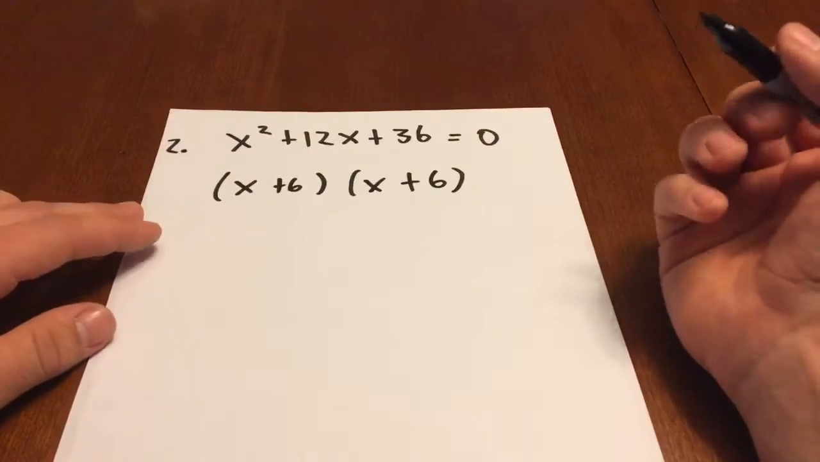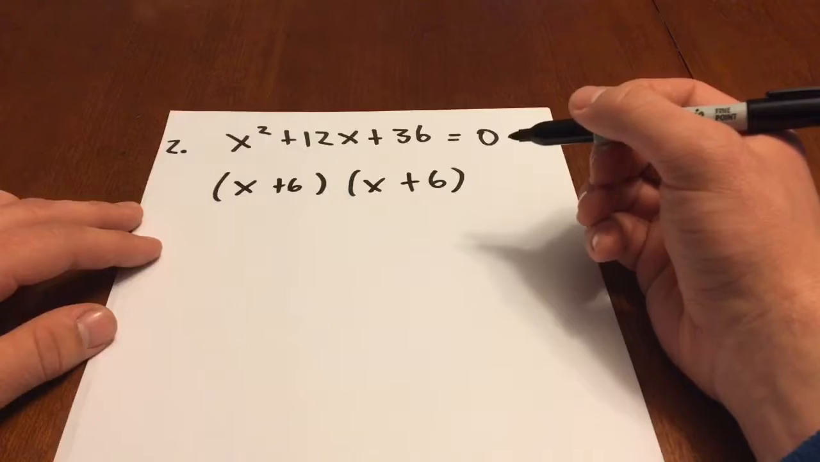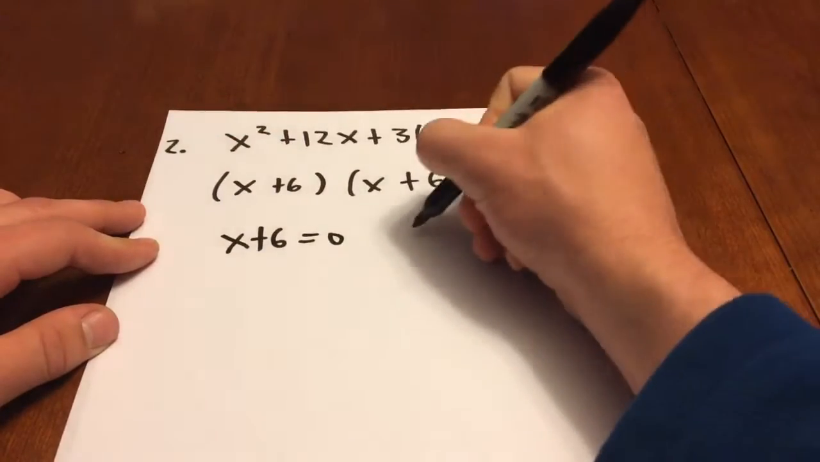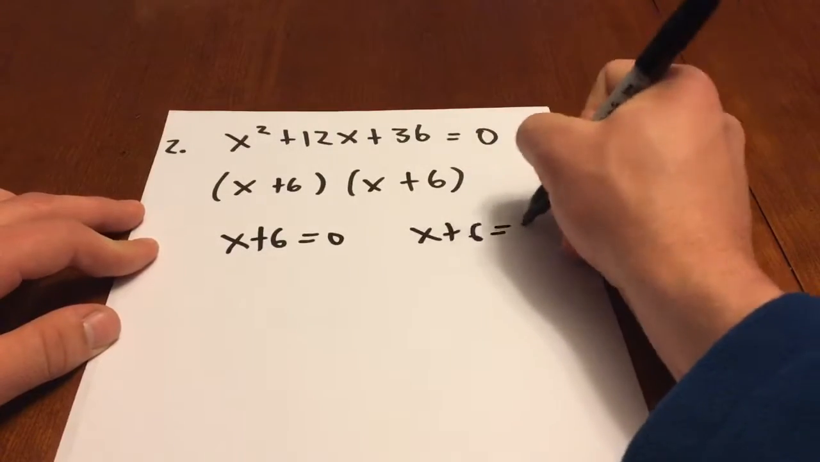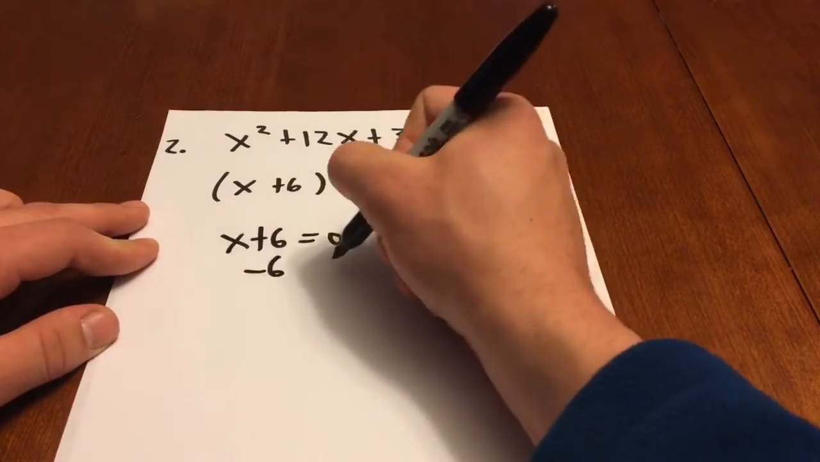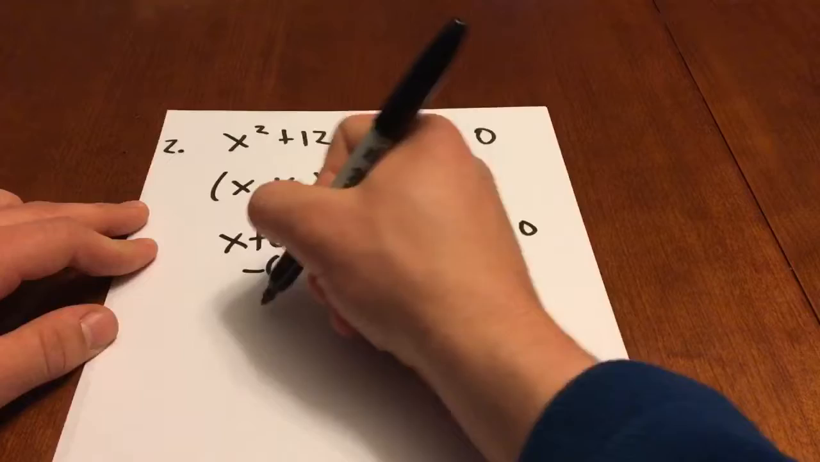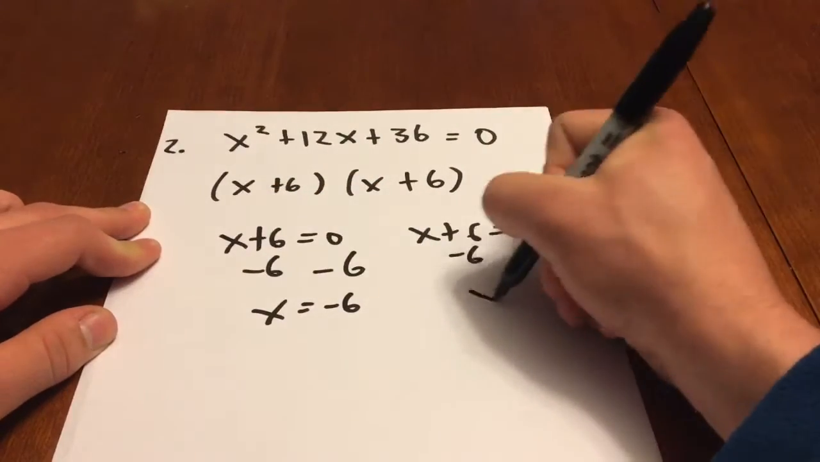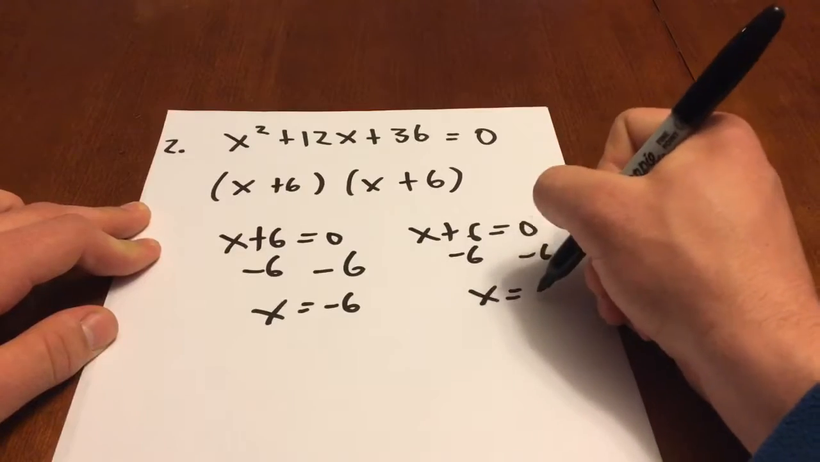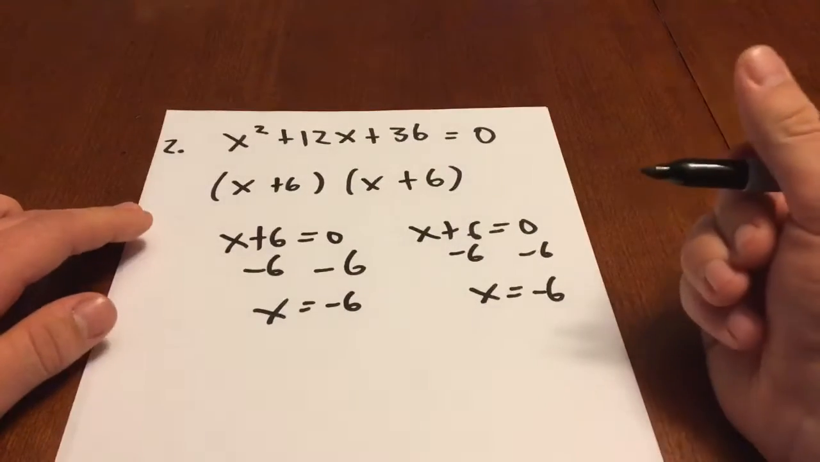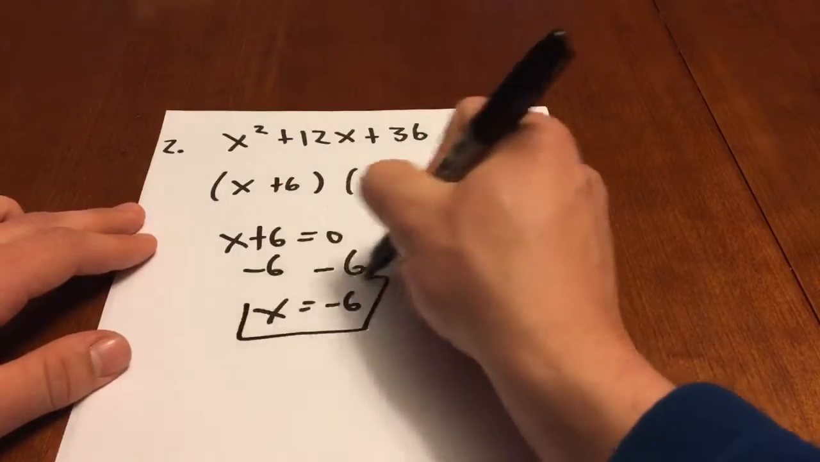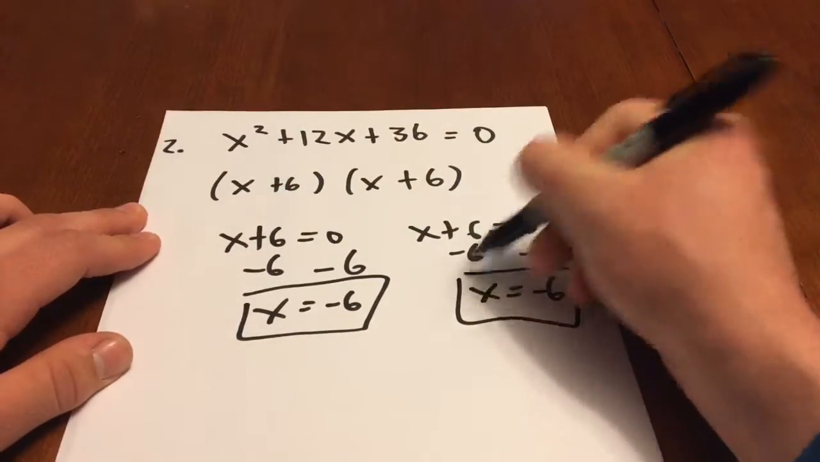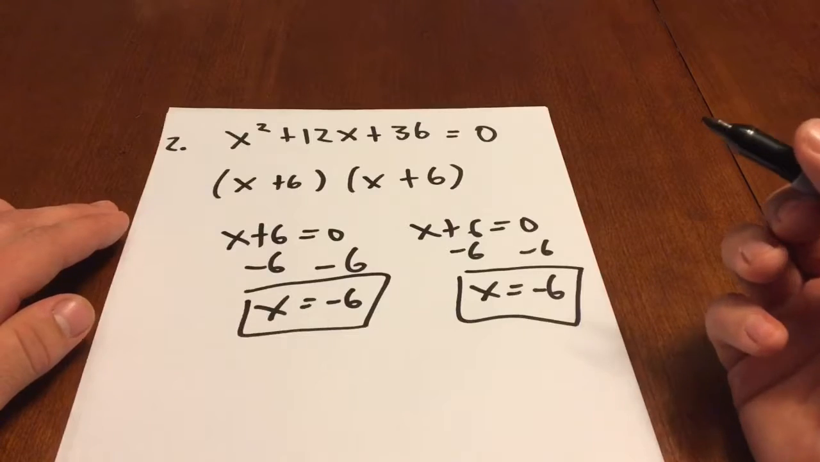So, again, we need to set both parentheses equal to 0. So we get x plus 6 equals 0, and x plus 6 equals 0. We get minus 6 minus 6, x equals negative 6, and minus 6 minus 6, x equals negative 6. Alright, and so these are the two solutions. We technically only have to write x equals negative 6, but you can write it either way, x equals negative 6 and x equals negative 6.